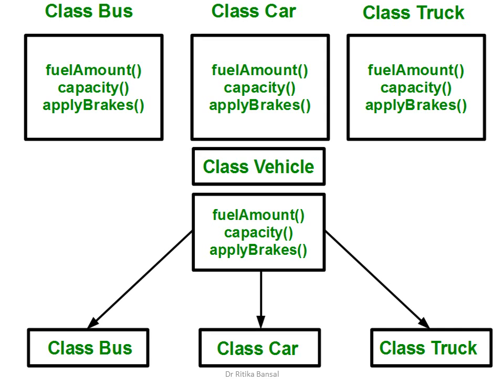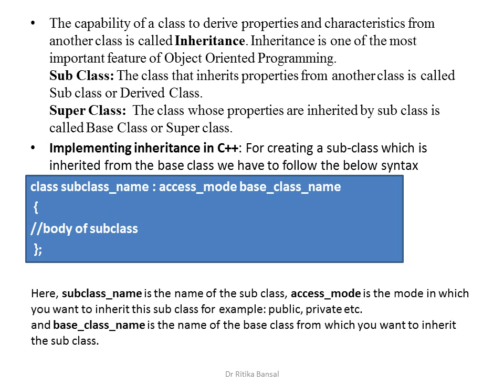I think inheritance is clear. Now come to the first bulleted point. The capability of a class to derive properties and characteristics from another class is called inheritance. We have just discussed this definition.